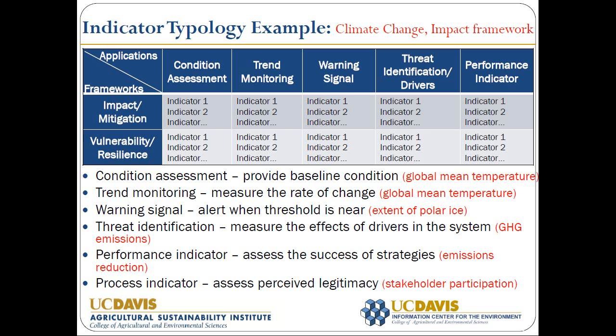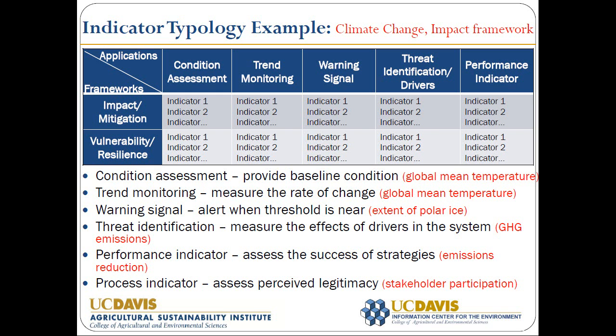Some indicators can provide an assessment of baseline conditions of natural or human systems. For climate change, this could be global mean temperature. Others will provide information on trends within these systems. Again, global mean temperature could be used in this context. Some indicators will be associated with a warning signal for an approaching threshold. In this example, the extent of polar ice could be one such indicator. Some indicators will measure threats or the drivers of change in a system. Greenhouse gas emissions could play this role in this example.